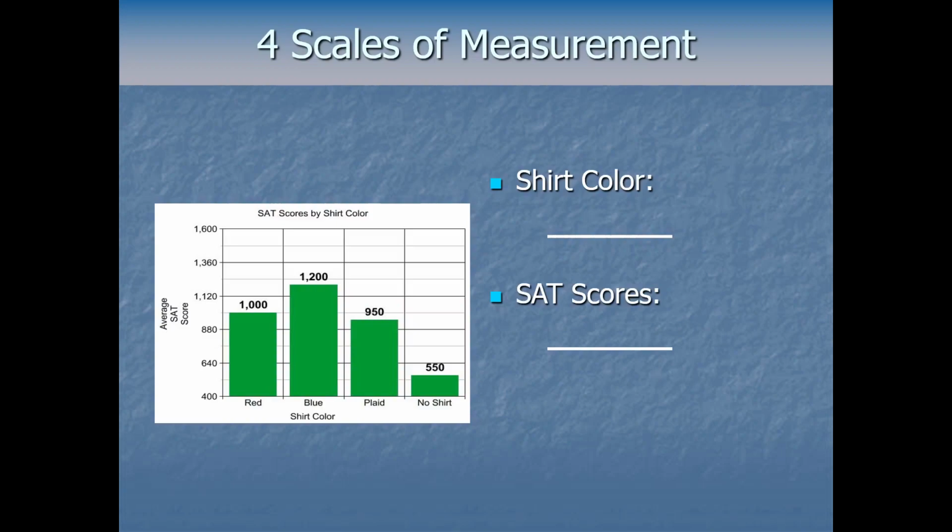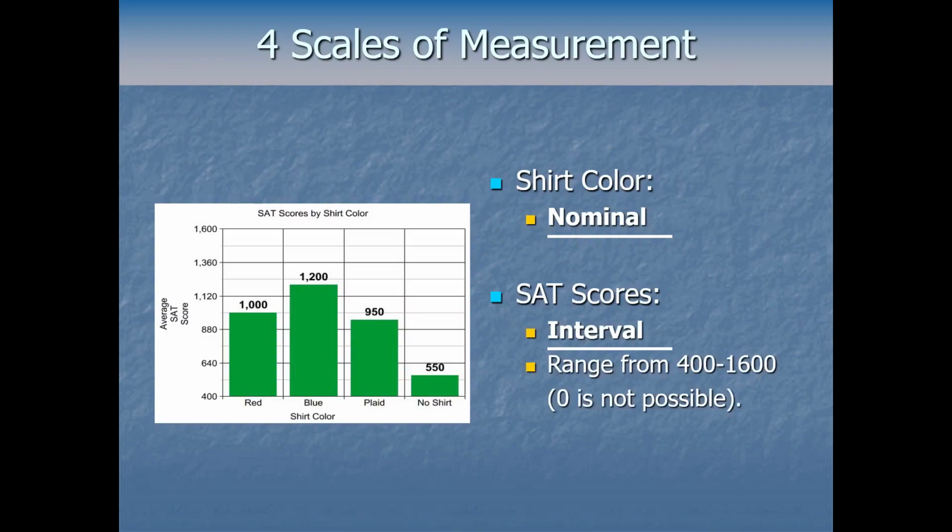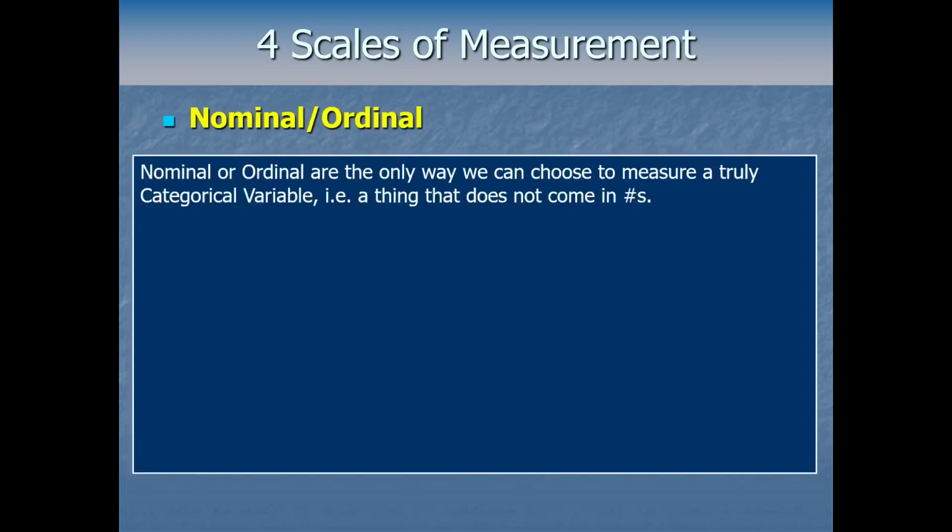Well, first, for shirt color, we're looking at a nominal scale because it's just a pure category thing. Like plaid isn't more of a shirt color than blue or polka dots. And then what about SAT scores? Well, as we already discussed, that's interval because the range of possible scores doesn't go down to 0. So we can't meaningfully say anyone got a score that's half of someone else's without being misleading.